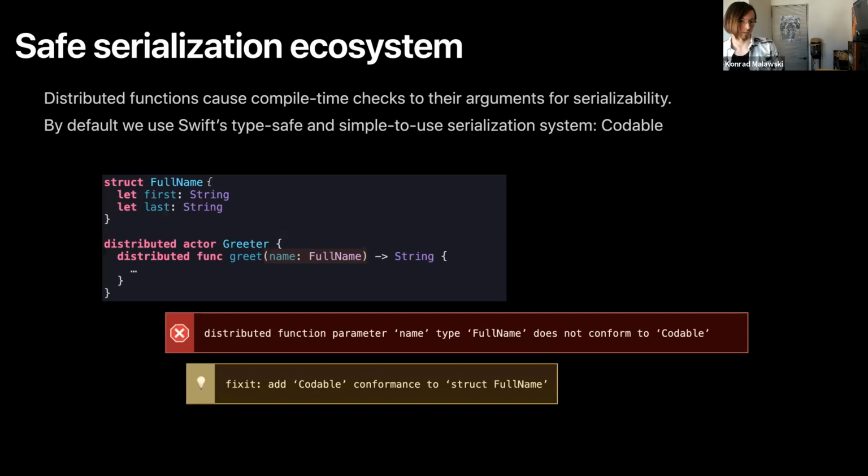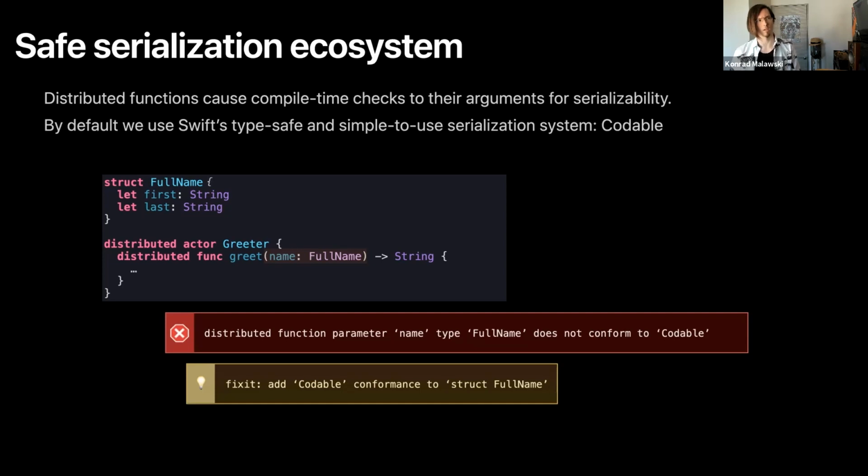Now, the other thing that distributed functions do is, as I hinted at, they guarantee that we can actually form a message for the message this is describing. So here the greet takes a full name, and that full name is a struct, as you can see here, but it's not codable. Codable is a protocol in Swift. Protocols are similar to interfaces, just very briefly. They're a bit more powerful than that, but very briefly, they're like interfaces.